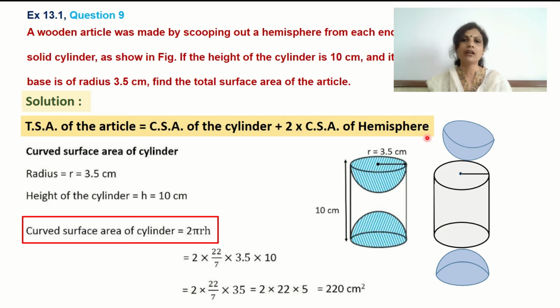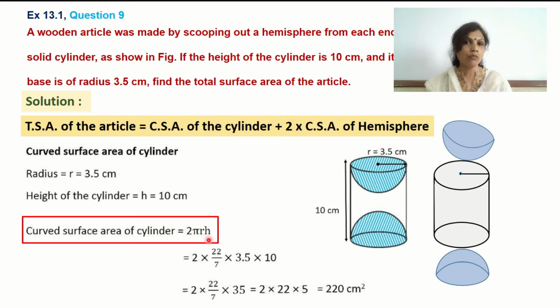We will start with curved surface area of cylinder. So we are given the radius as 3.5 cm and the height of the cylinder as 10 cm. So the curved surface area of cylinder is equal to 2 pi RH.